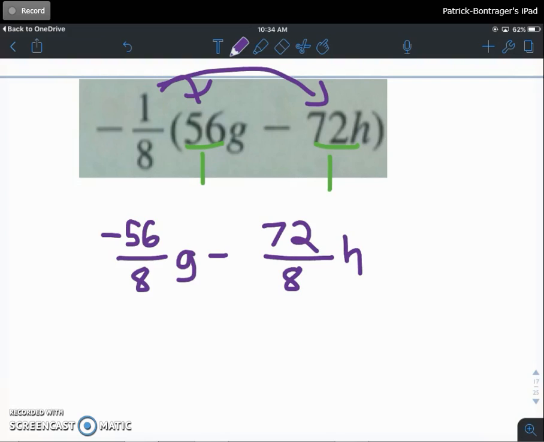8 goes into 56 7 times, so I get negative 7G. 8 goes into 72 9 times, minus 9H. And so then I cannot combine like terms with G and H, so I have completed my problem.